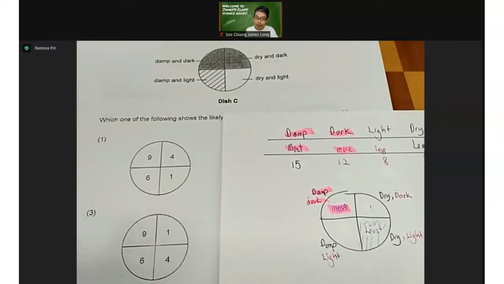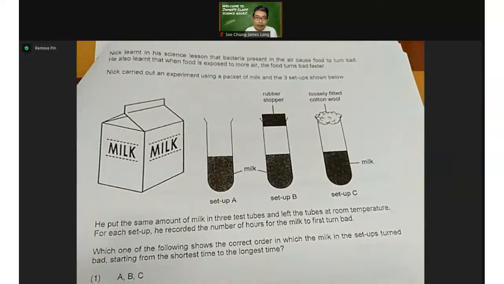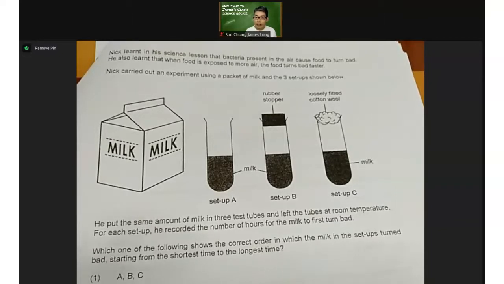Let's go to the next question now. So now we are at question 20. Nick learned in his science lesson that bacteria present in the air cause food to turn bad. He also learns that when food is exposed to more air, the food turns bad faster. So the information is given to you that bacteria causes food to turn bad, and when there is more air, because bacteria is in the air, more air means more bacteria means food turns bad faster.